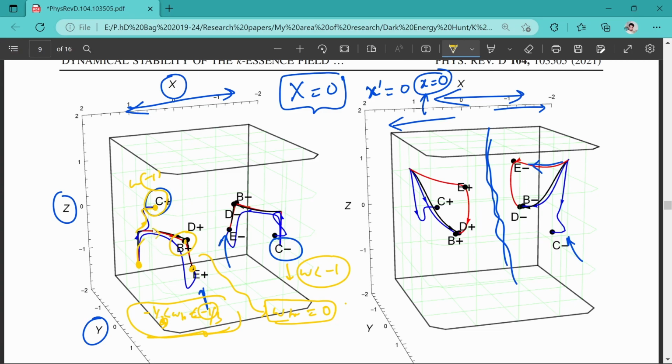evolving from some other thing, or maybe it's coming from the past and going to D plus and D minus, which correspond to the unaccelerated portion, and then eventually attracted towards E plus minus. Okay, so that is the scenario happening here.